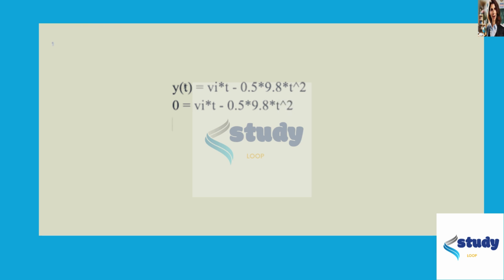Setting these equal to each other, we get 0.5 times 9.8 times t is equal to v initial times t. Therefore, the initial velocity is 9.8 times t divided by 2. So we obviously have to find t.